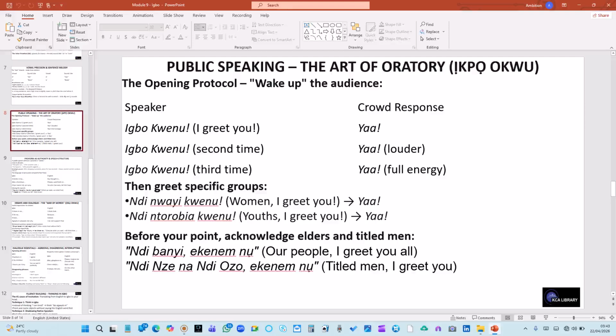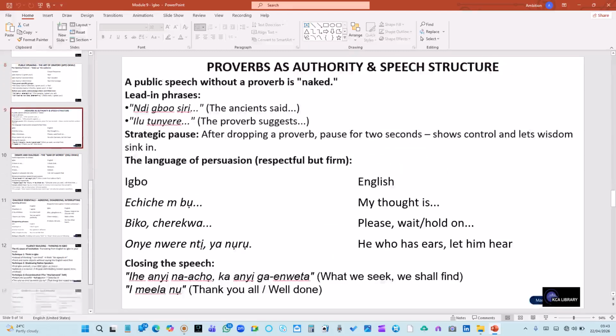They will respond, yeah. Ndị ntorobịa kwenu, which means youth, I greet you. They will respond, yeah. Before your point, acknowledge elders and titlemen. Ndị be anyị ekele m unu, which means our people, I greet you all. Ndị nze na ndị ọzọ ekele m unu, which means titlemen, I greet you all. So these are the opening protocols for any public speaking in the Igbo language.